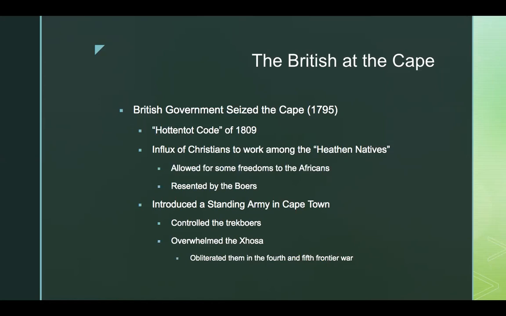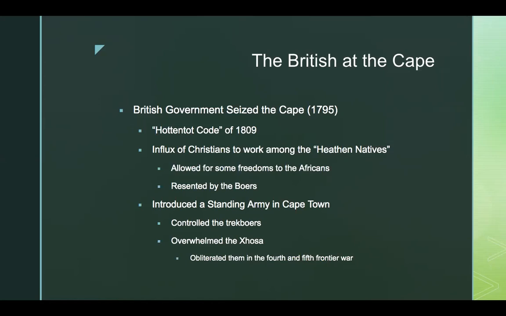And you know who hated this? The Boers. Because before the British came, the Boers had essentially enslaved these folks. These folks had no rights. They had defeated them in battle, so they had their way with them. So now the Boers resented them. But if the Boers resented the British already for seizing the Cape and compromising their control of the Khoisan, they were about to really hate them.